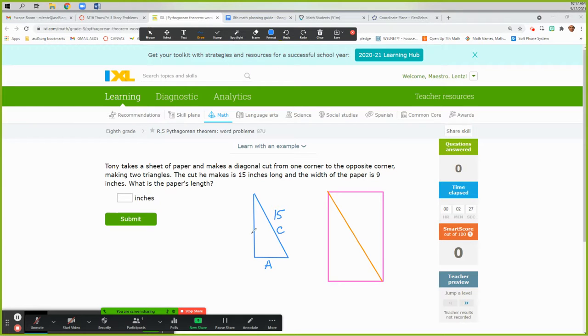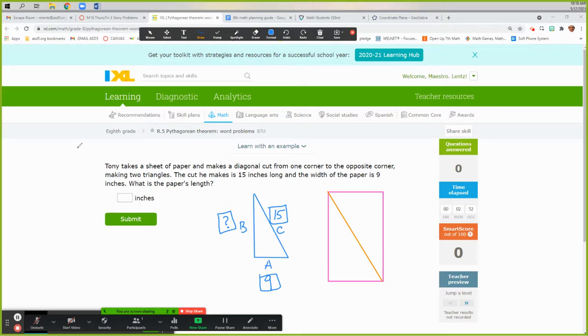We'll call this leg A, and we'll call this leg B, right? It doesn't matter if you switch A and B in this formula. The width of the paper, we'll call that A, is 9. Okay, I'm going to put a box around my numbers just so it's easier to see. B is the length of the paper, and that's the thing we don't know, right? It's a box for Mario Kart.